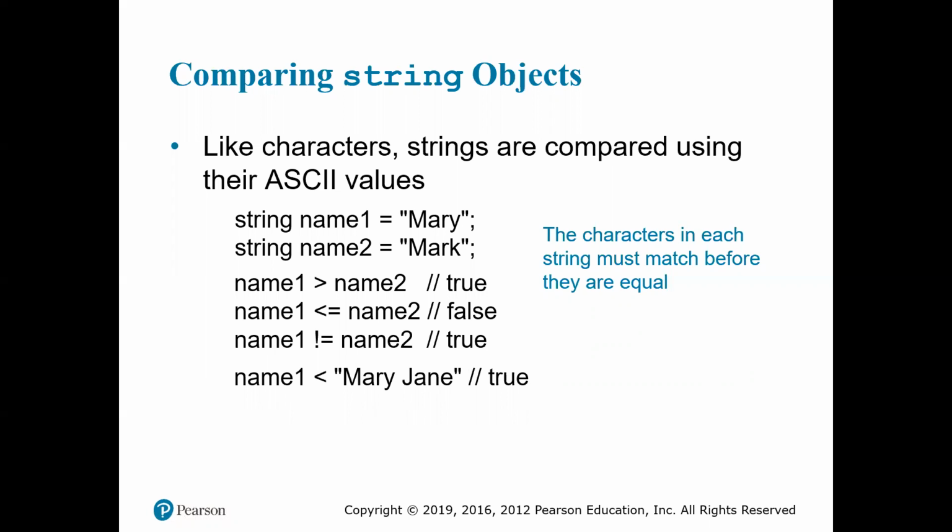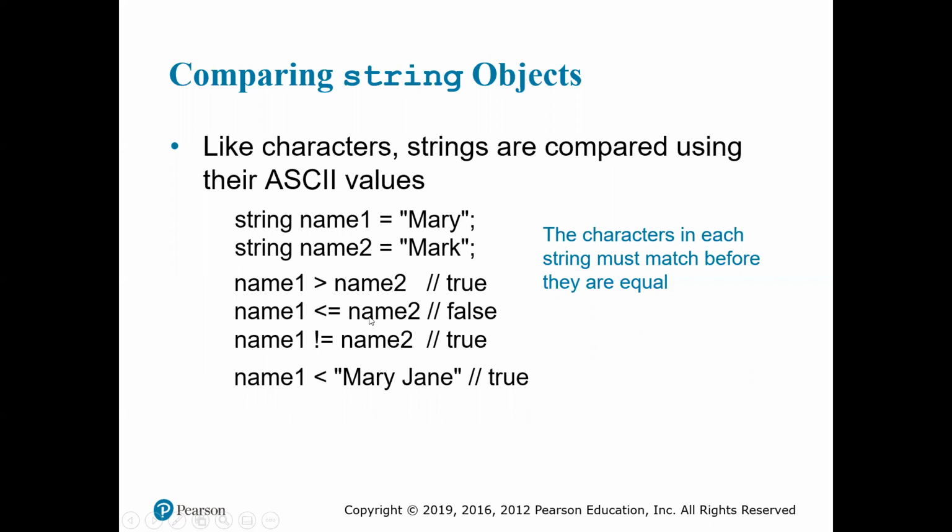You can also do strings the same way. So if you had 2 strings, Mary and Mark, you can compare the 2 names. So is name 1 greater than name 2? It's going to compare all the ASCII values of the different characters. And so they're the same up until you get to the Y and the K. So it depends on where they are in the alphabet. If the Y is greater than the K, so that's true.